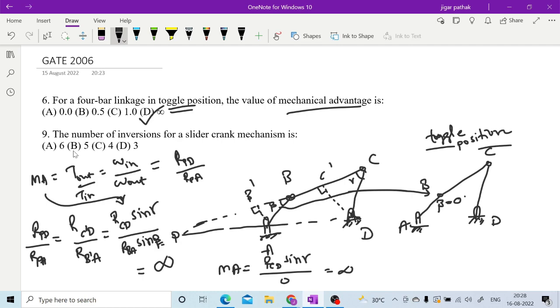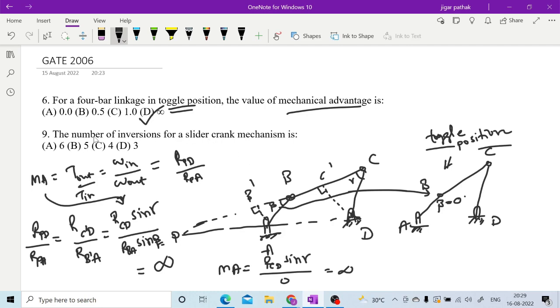Sir, what is this R? R is that link length, I guess. Okay. Right. Here this r_PD is distance between P and D, r_PA is distance between P and A. So r_CD, r_PA will be the length of links. Okay. So what is toggle position? Toggle position as I have drawn here. This is toggle position, where our links AB and BC are in the same line. That is toggle position for 4-bar chain mechanism.